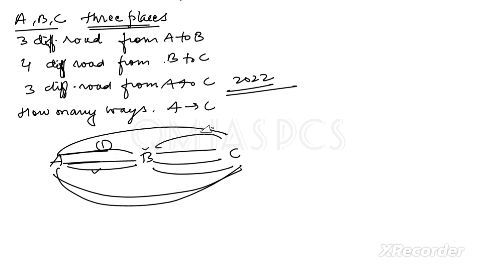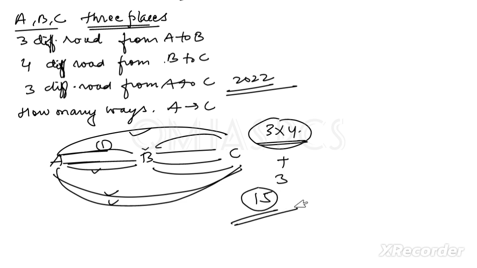So it will be 3 multiplied by 4. The total possibilities, the different ways, will be 3 multiplied by 4. That will be the indirect ways. And three direct ways are there, 1, 2, and 3. So we have to add these three also, it will be 12 plus 3, that is 15. So this was the question from 2022. Clear? Now I think we have to solve from UPSC 2023.